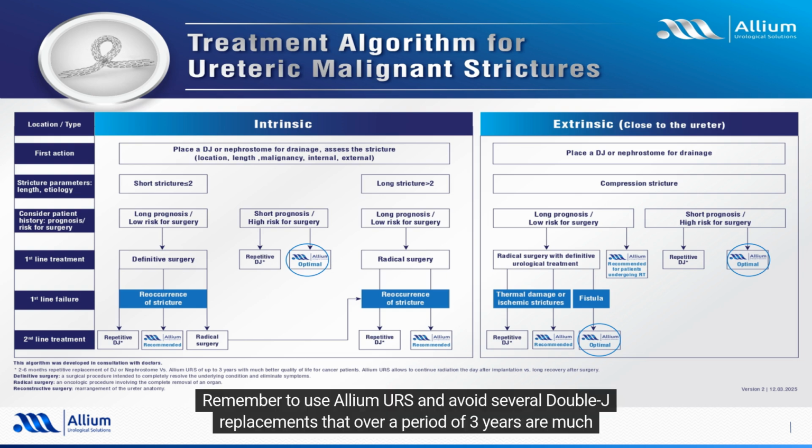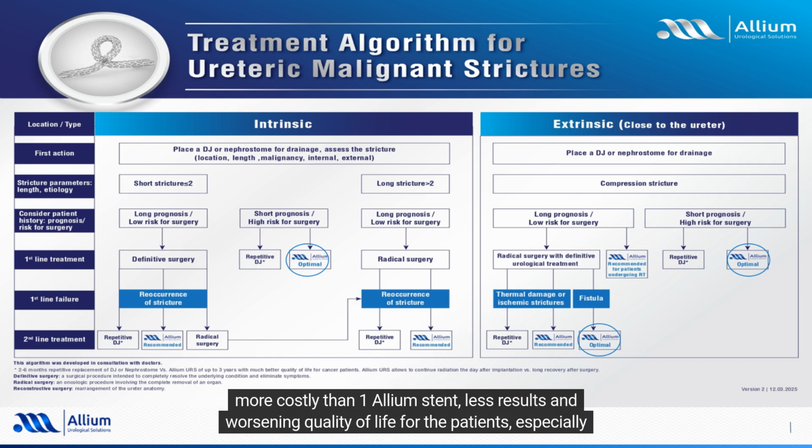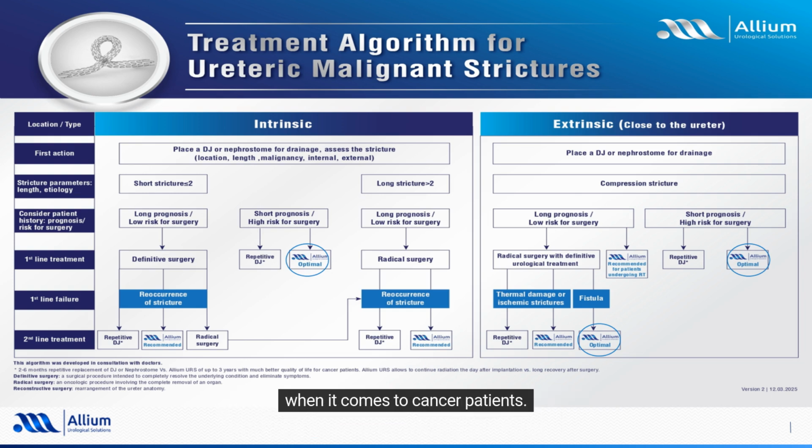Remember to use Allium URS and avoid several double J replacements that over a period of 3 years are much more costly than one Allium stent, with less results and worsening quality of life for the patients, especially when it comes to cancer patients.